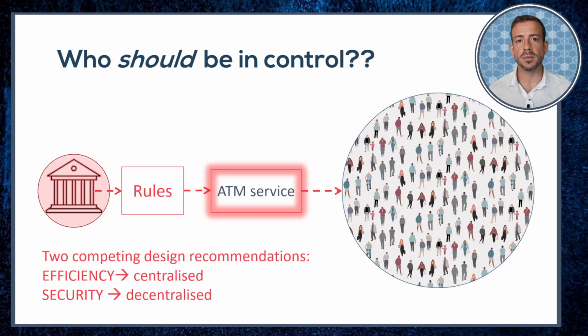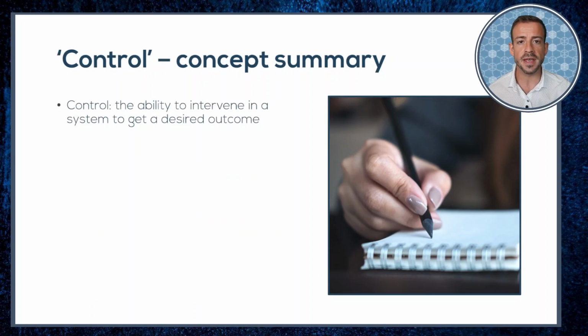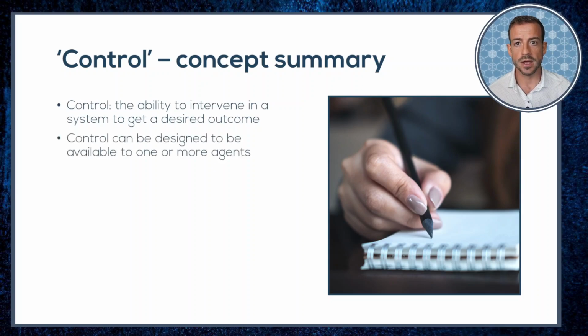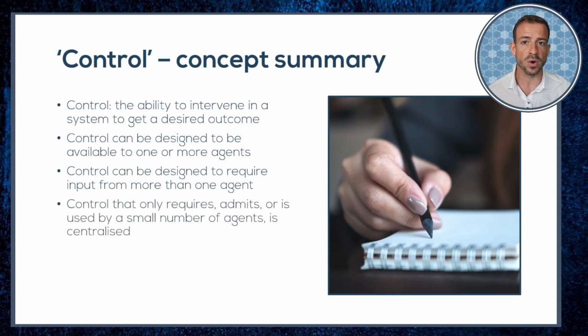Okay, so let's take a moment to digest all of that and restate our key insights in a more generalized way so that we're not too attached to this ATM example. First, control is the ability to intervene in a system to get a desired outcome. This control can be engineered to be available to one or to more agents. We can also engineer control to require necessary input from more than one agent. Control that only requires, admits, or is used by a small number of agents is centralized.